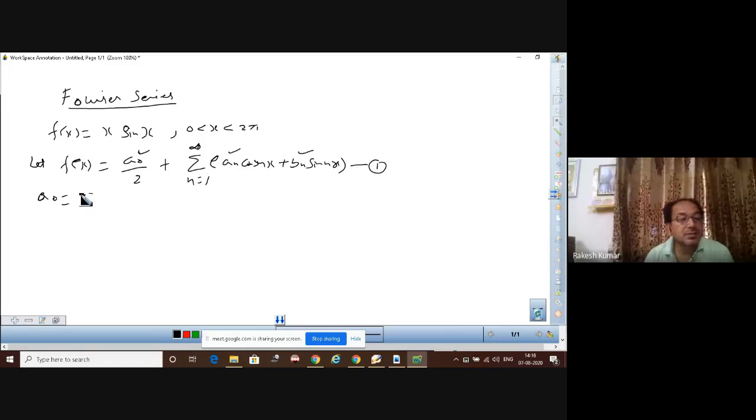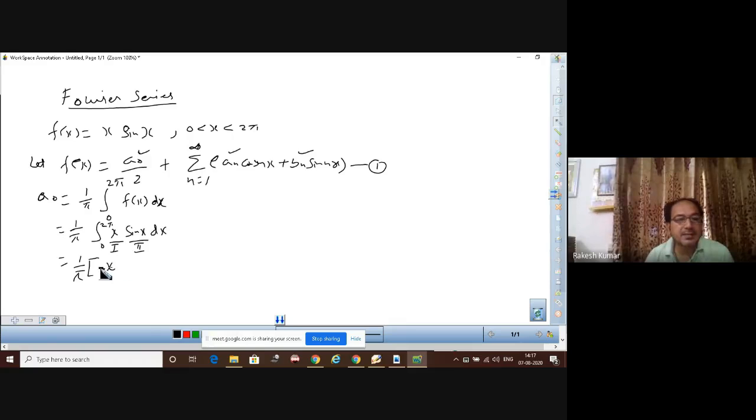Let us find the first Euler constant. The formula for the first Euler constant is a0 equals 1 upon pi integral from 0 to 2 pi of f of x dx, and that is also 1 upon pi integral from 0 to 2 pi of x sine x dx. Now you just need to integrate this function. Clearly in this function x can be taken as the first function and sine x as the second function, and you have to integrate this by parts.